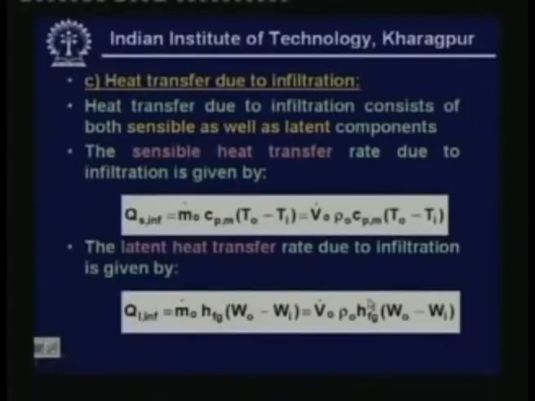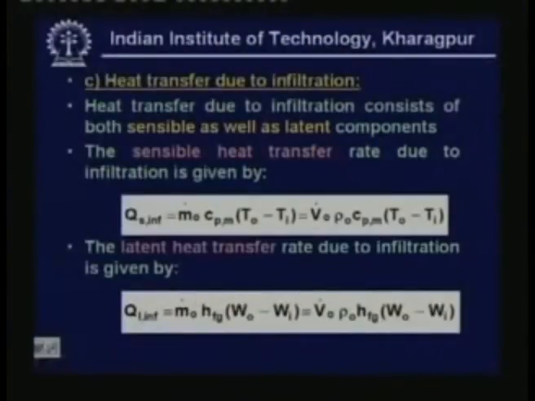Next comes heat transfer due to infiltration. Heat transfer due to infiltration consists of both sensible as well as latent components. When outside air enters into the building, it brings along with it both sensible heat as well as latent heat in the form of moisture. So due to ventilation as well as infiltration, you have sensible and latent loads being added to the building. We have to find out the amount of sensible heat transfer and the latent heat transfer to the building because of infiltration.